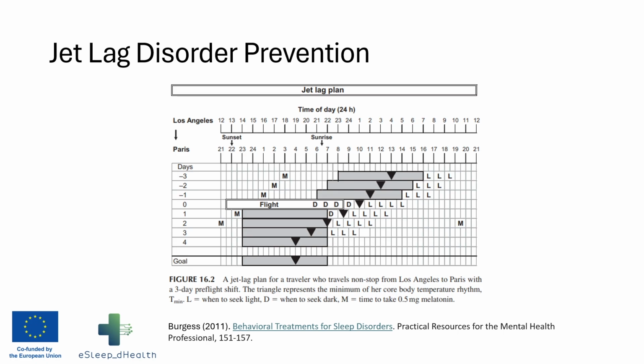But one can try to prevent jet lag by doing what is indicated in this graphic here. This is a circadian-based treatment plan for someone travelling east from LA to Paris. The triangles represent the minimum of her core body temperature rhythm. The L signifies when the person should seek light, and D when to seek dark, and M is the time to take low-dose melatonin. And here the person is encouraged to seek light right after waking and to take low-dose melatonin a few hours before bedtime.